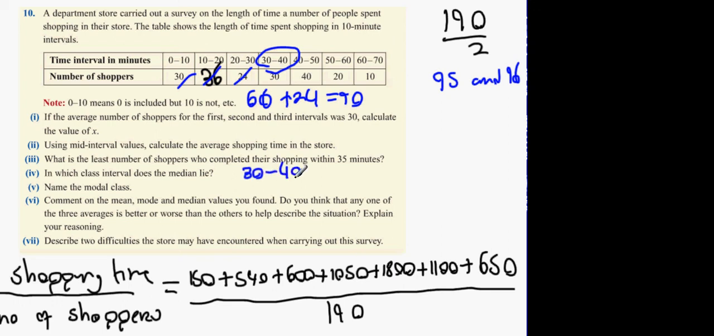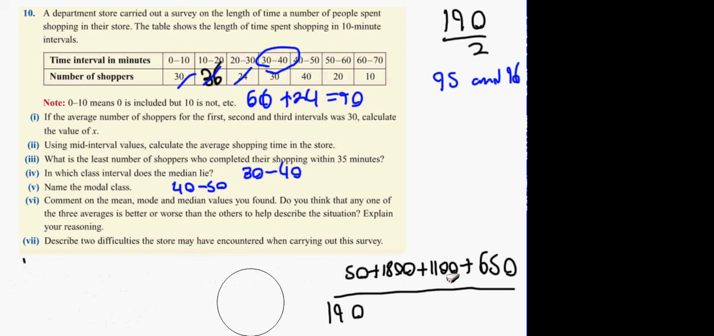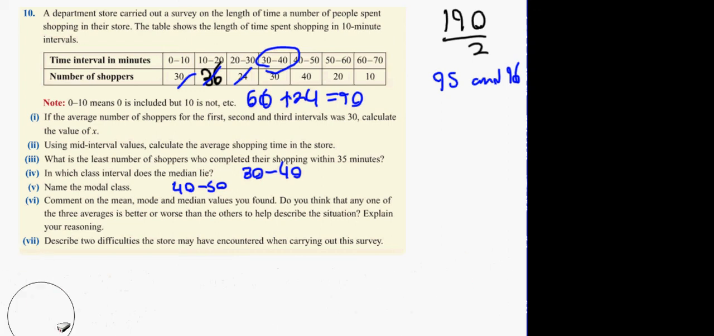What's the modal class? The modal class is the most common, and it's 40 to 50. Part 6. Comment on the mean, mode, and median values you found. Do you think any of the three averages is better or worse for this situation? Explain your reason. My opinion, I think all three answers are actually pretty good. So what do we get as our average again? Can anybody tell me? 31.